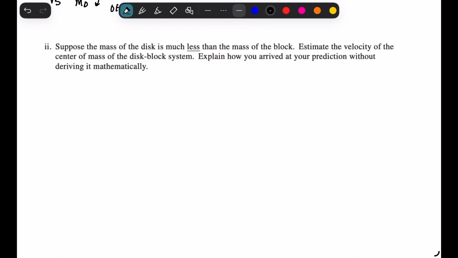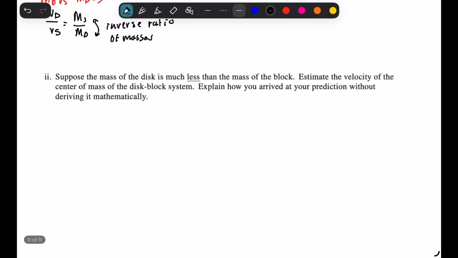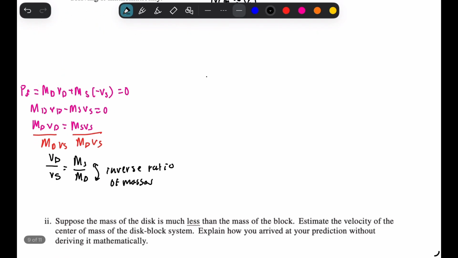Now for part 2, suppose the mass of the disk is much less than the mass of the block. Estimate the velocity of the center of mass of the disk block system. Explain how you arrived at your prediction without deriving it mathematically. So here we can also add that for this first part, written explanation.